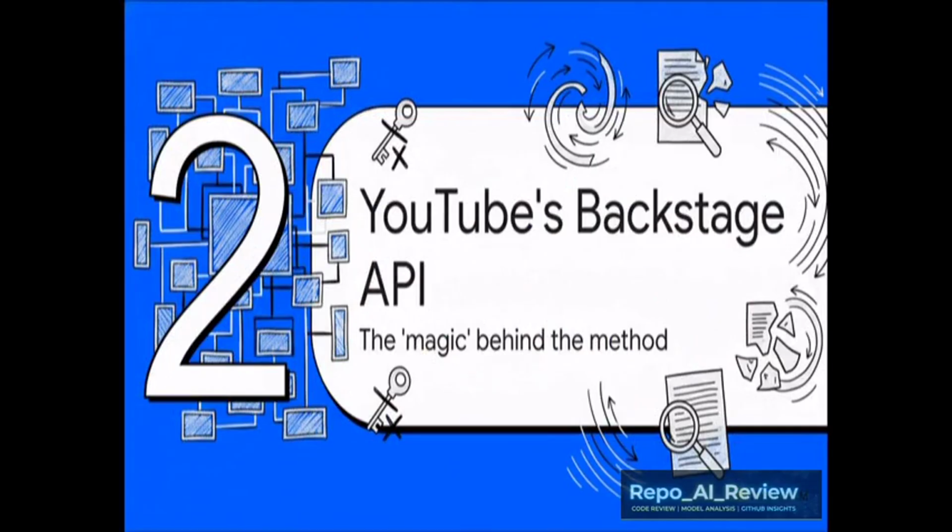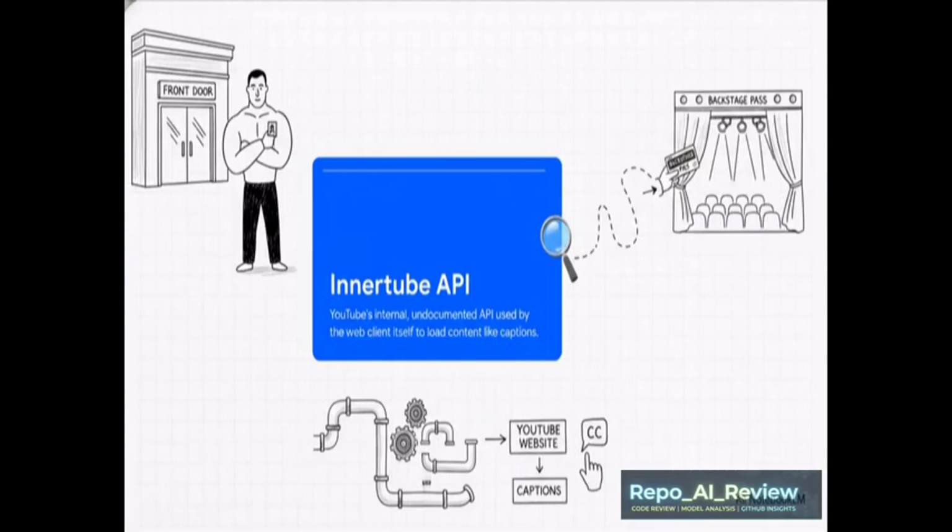So you might be wondering, how does it get around the official API? It's not by scraping the public web page. That's slow, and it breaks all the time. Nope, it taps into something way more powerful: YouTube's own internal API. The library basically reverse engineers what's known as the Innertube API.